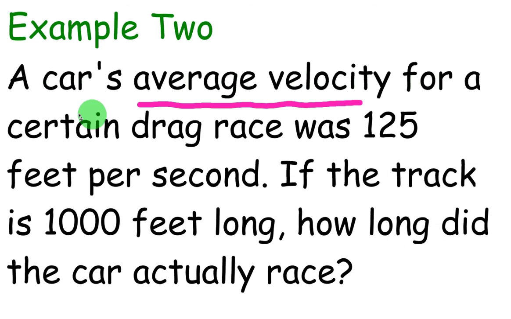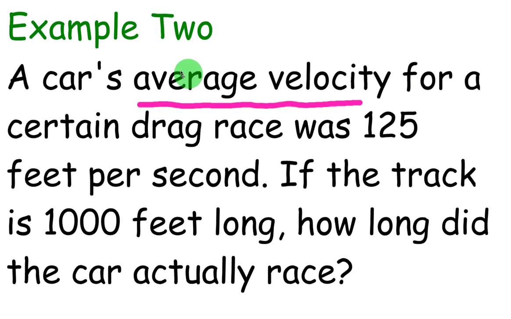Okay, let's look at another example dealing with a car. A car's average velocity for a certain drag race was 125 feet per second. If the track is 1,000 feet long, how long did the car actually race? So this one's actually easier than the last example. I'm going to explain why.